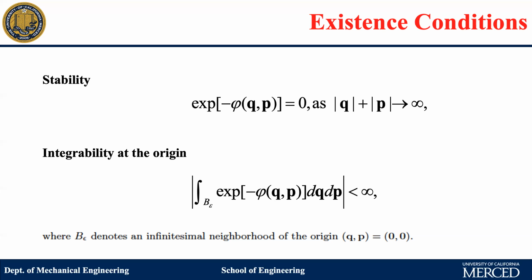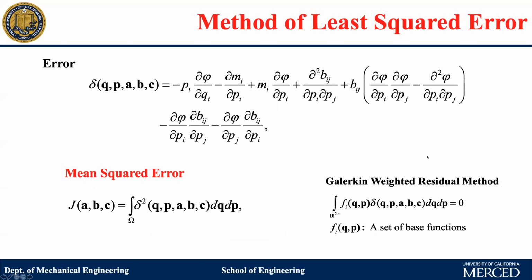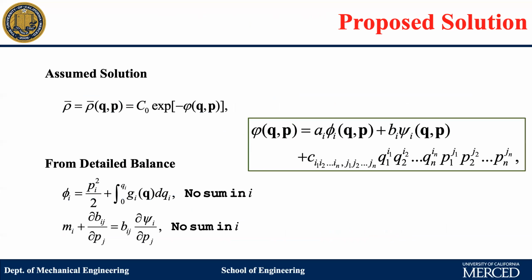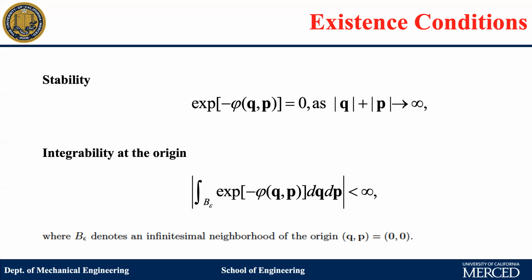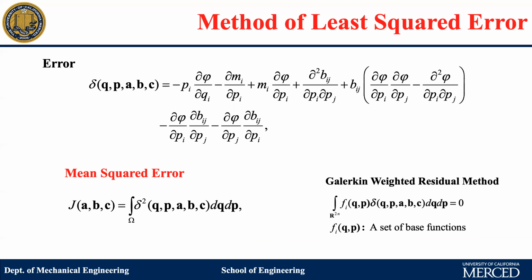Then there is another integrability condition at origin. The system may be non-singular at origin, so we want the whole probability function to be integrable at origin. This is actually very important, particularly when the system has parametrically excited nonlinear terms, because you may have a singularity at origin that makes the probability density function fail to exist.